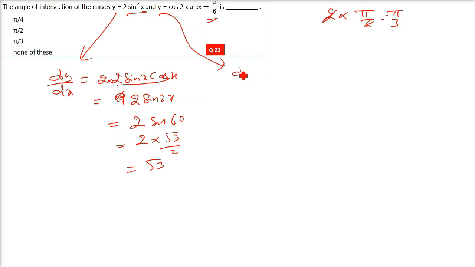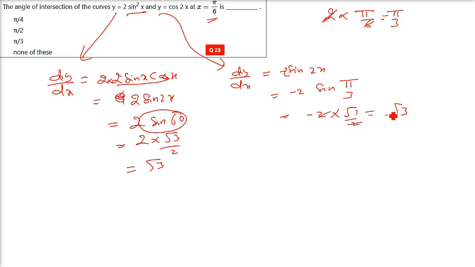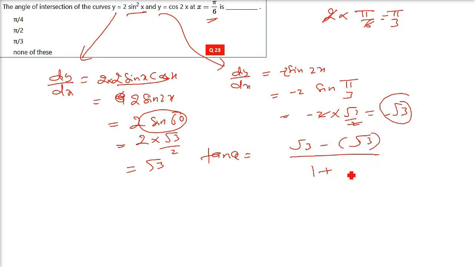Now y is equal to cos 2x. Again differentiating, dy by dx is minus sin 2x, and the derivative of 2x will be 2. So it will be minus 2 sin pi by 3 again. Sin pi by 3, sin 60 degrees we have already used. It's root 3 by 2. So you can apply it again here. 2 gets cancelled. It's negative root 3. Now we have m1, this one, and m2, this one. So let me just write this one. m1 minus m2: root 3 minus of minus root 3 divided by 1 plus root 3 into minus root 3.